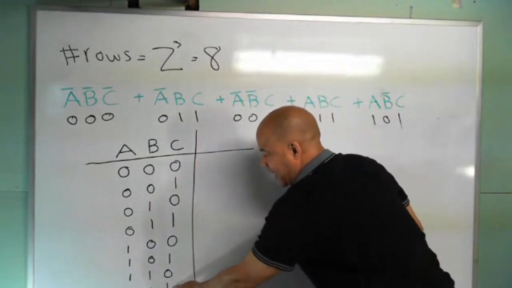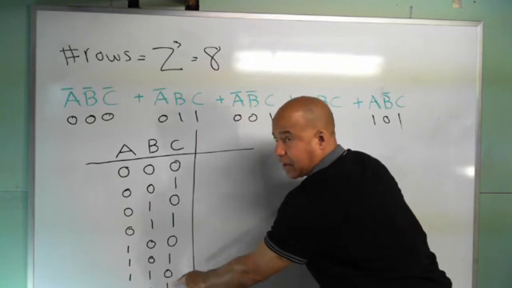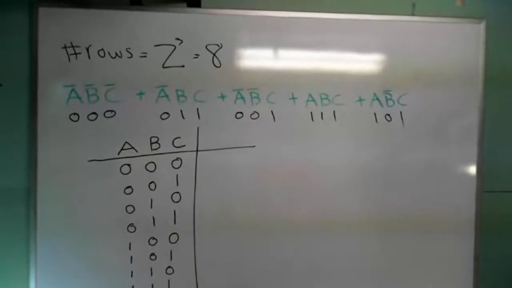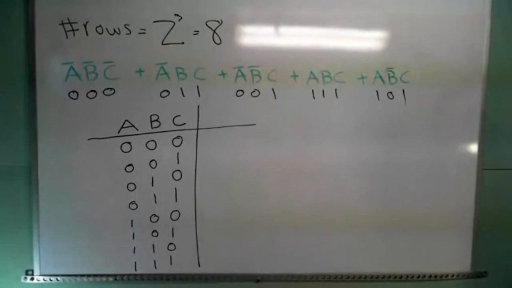Can you guys see this last row down here? Or is my camera too high? No, we can't see it. You can't see it? Let me lower this a little bit. Is that better? Perfect. Yep, we can see it now.